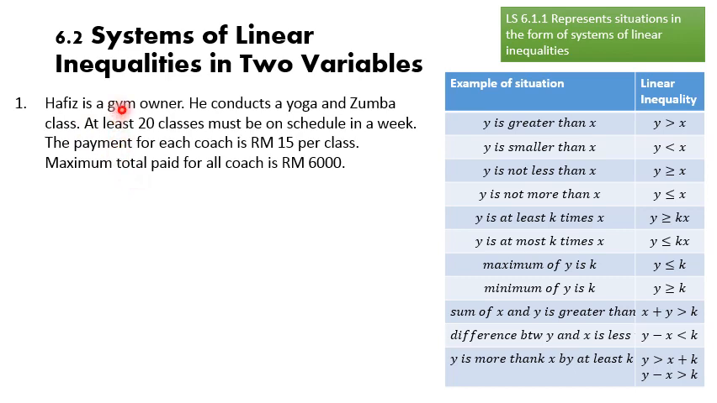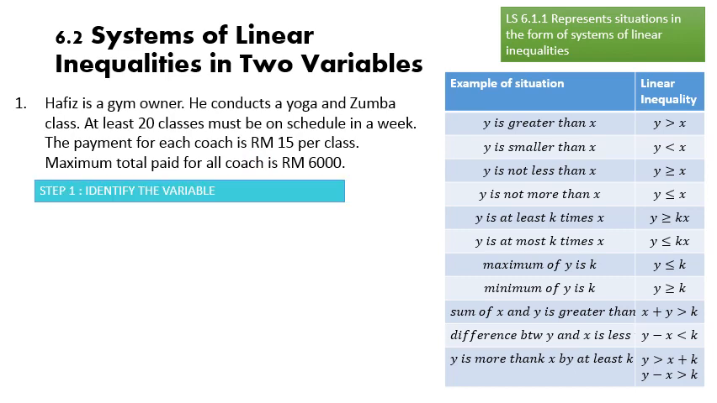Hafiz is a gym owner. He conducts a yoga and Zumba class. At least 20 classes must be on schedule in a week. The payment for each coach is Rm15 per class. The maximum total paid for all coach is Rm6,000. Okay. So macam mana kita nak tukar kepada linear inequalities?